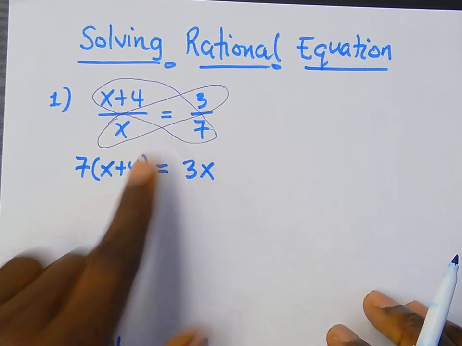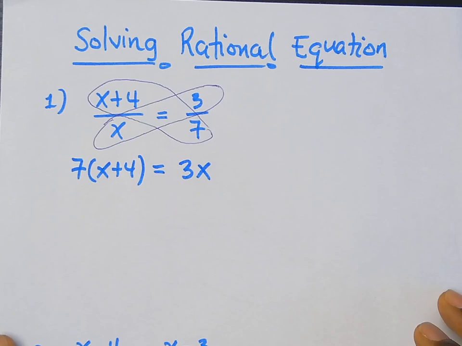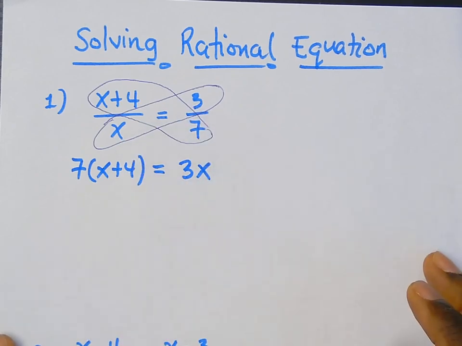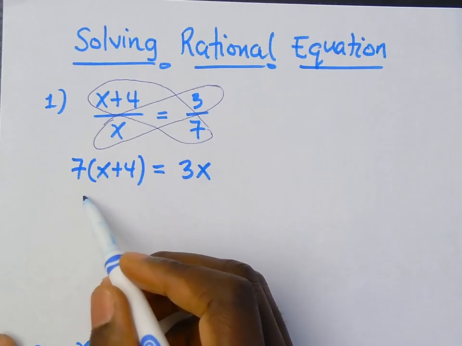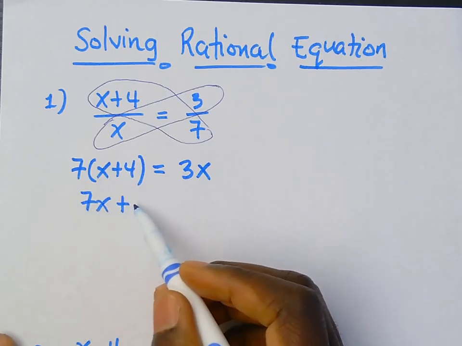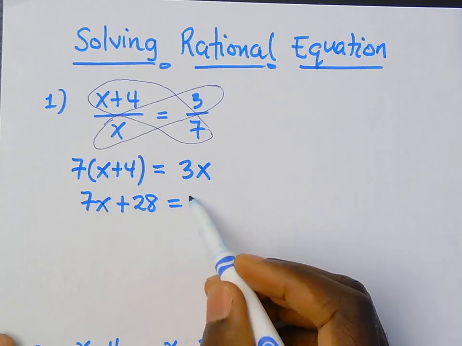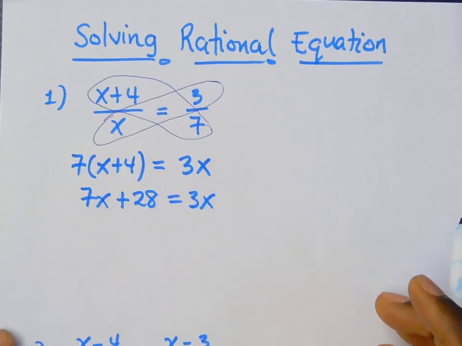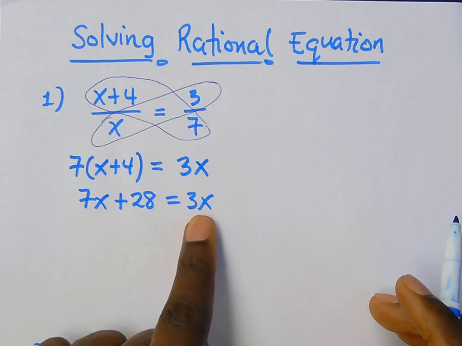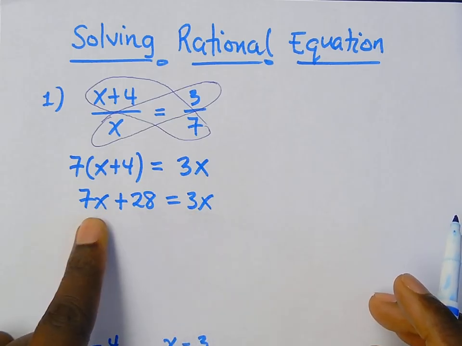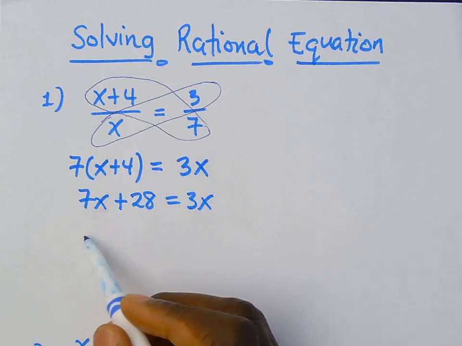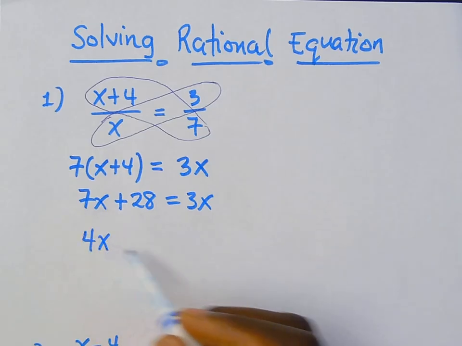The reason for doing that is to get rid of the fractions. Once I do my cross multiplication, the fractions are no more. Then I distribute, so I have 7x plus 28 equals 3x. Now I'm going to get all the variables to one side. So I'm going to subtract 3x on the right and subtract 3x on the left. So I end up with 7x minus 3x becoming 4x.